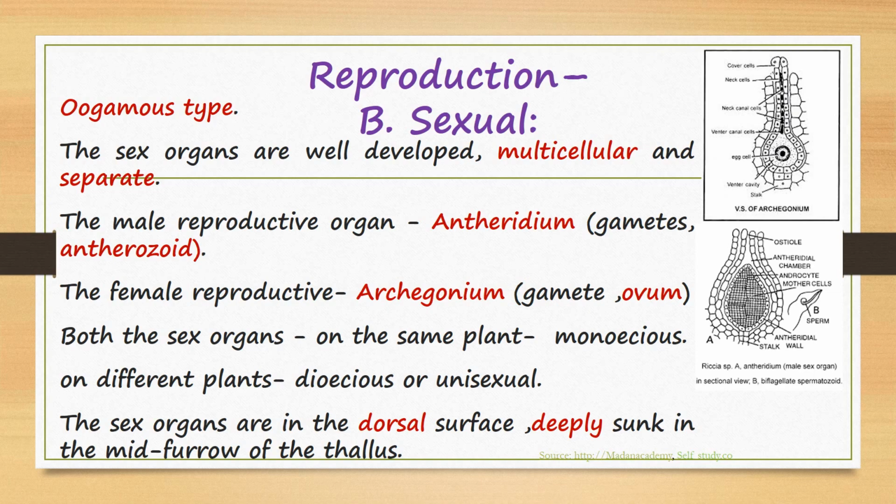Some species like Riccia discolor and Riccia fruchtii are heterothallic in nature, that is they are dioecious, also called unisexual. In monoecious species, both archegonia and antheridia arise singly and each lies in the floor of a separate cavity. These sex organs are on the dorsal surface. They are deeply sunk in the mid furrow of the thallus.